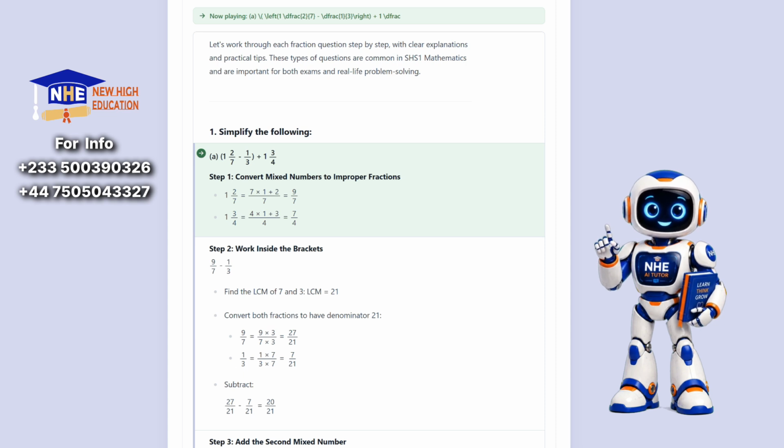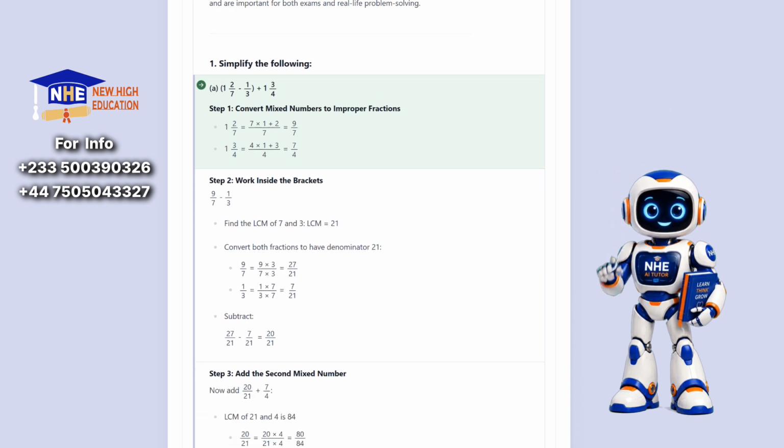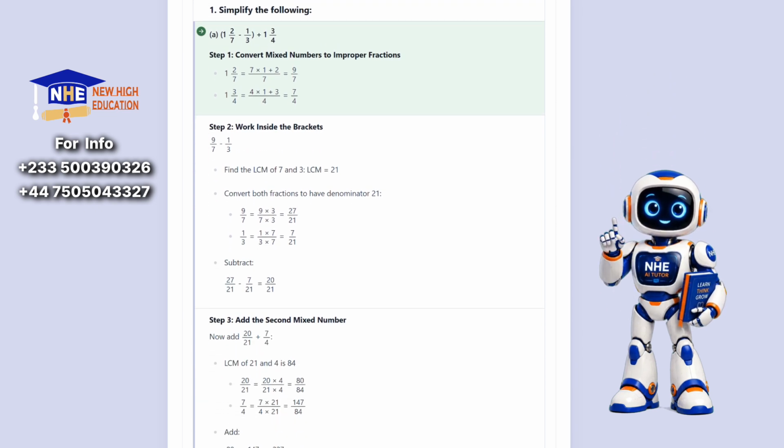Step 1. Convert mixed numbers to improper fractions. First, let's change all mixed numbers to improper fractions. 1 2/7 becomes 9/7 because 1 times 7 plus 2 gives us 9/7. Similarly, 1 3/4 becomes 7/4 since 1 times 4 plus 3 gives 7/4. Take note of this. Always convert mixed numbers before you start any operations.